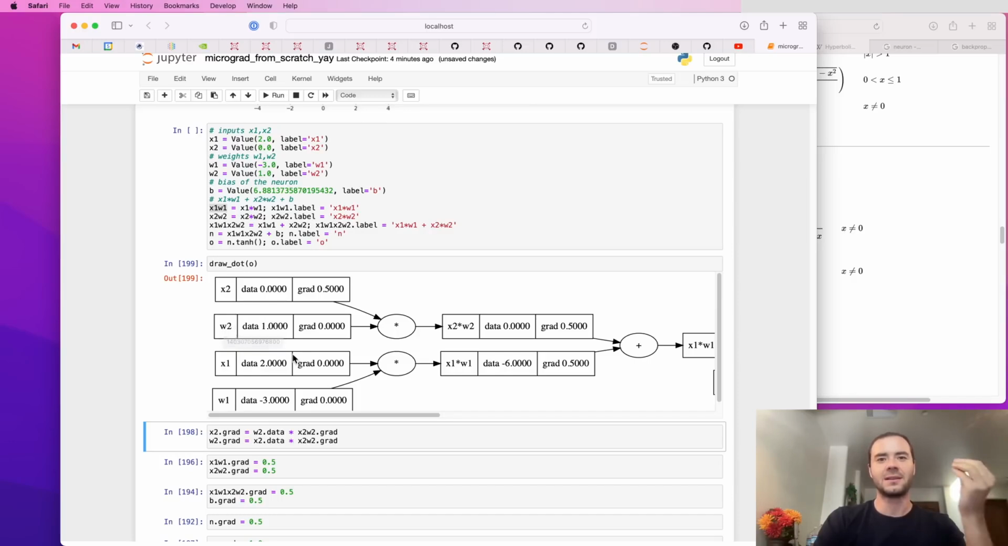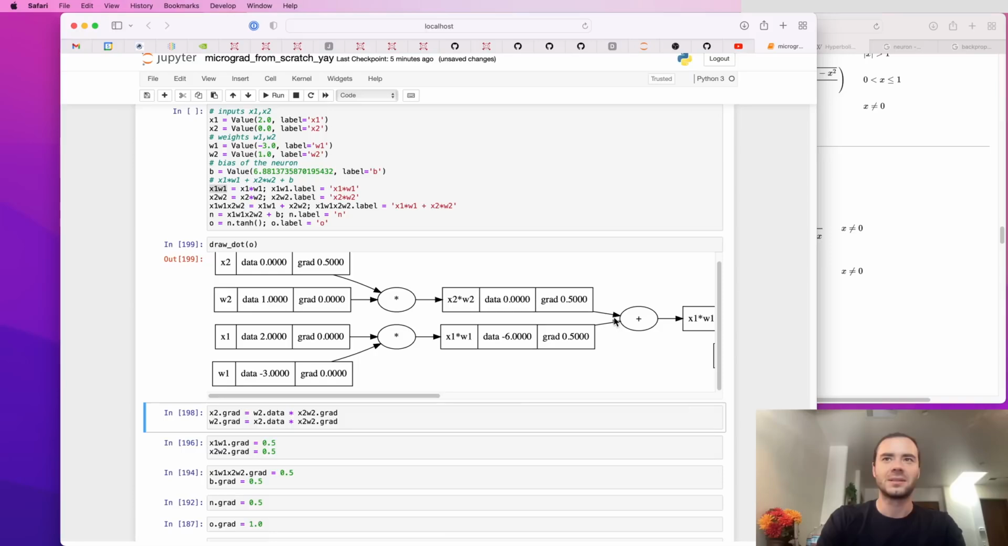Derivative always tells us the influence of this on the final output. If I wiggle w2, how is the output changing? It's not changing because we're multiplying by 0. So because it's not changing, there is no derivative, and 0 is the correct answer because we're squashing it at 0.